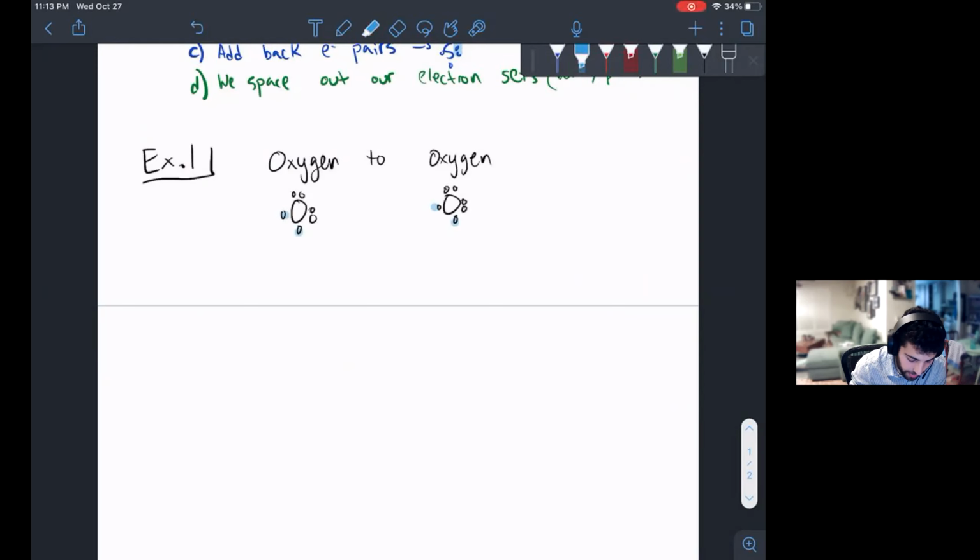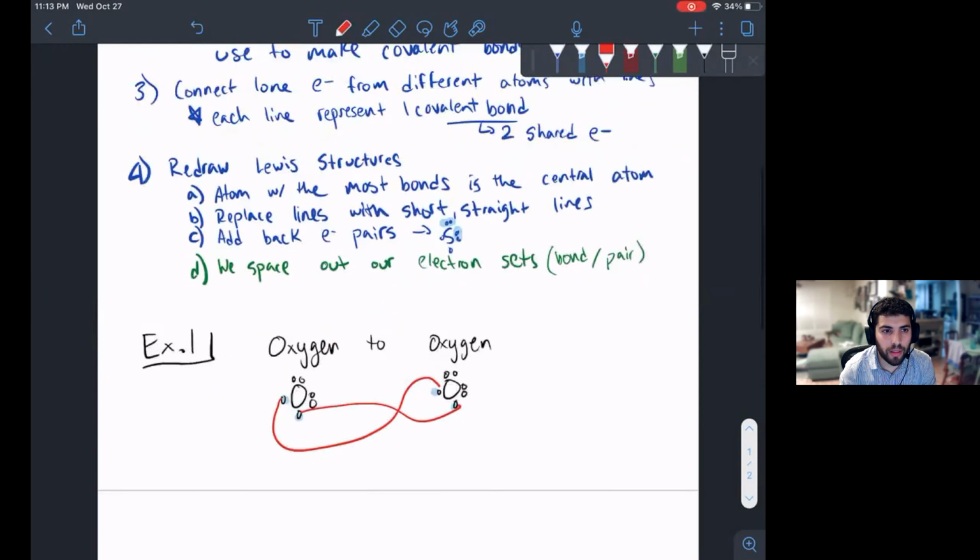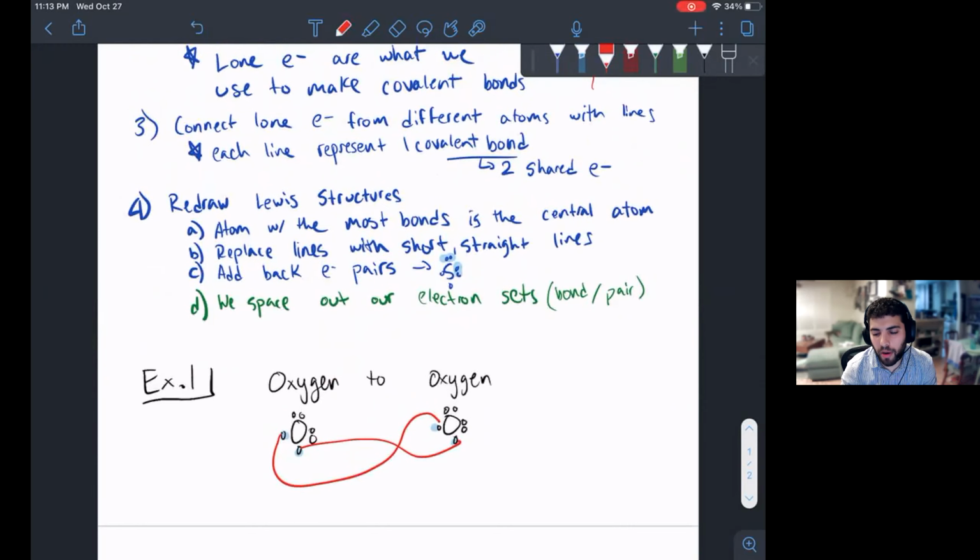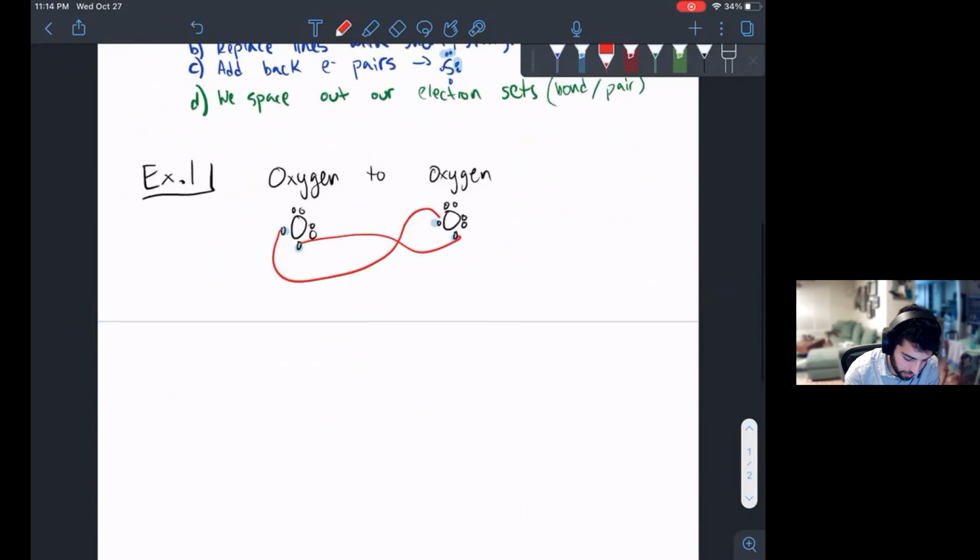So we did step 2, we identified them. Step 3, we're going to go ahead and connect these. So I'm going to connect these using red just so we can keep things visually appealing. So each connection is a covalent bond, if we look at that, and each covalent bond is 2 shared electrons. So these oxygens are sharing a total of 4 electrons, 2 and 2.